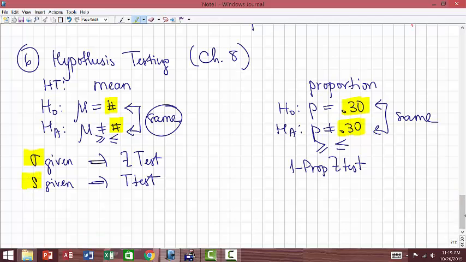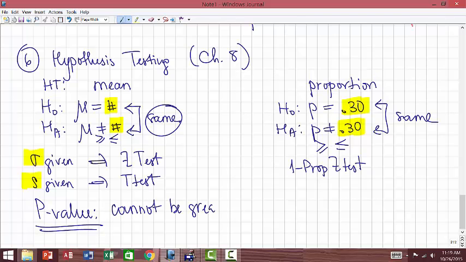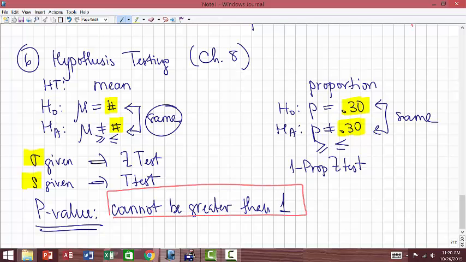And then what happens? You compute your p-value. A common mistake here is computing the p-value and not interpreting it correctly. So p-value cannot be greater than 1. Cannot be greater than 1. I do want to emphasize this. So no value greater than 1. It needs to be between 0 and 1. It's a decimal, right?